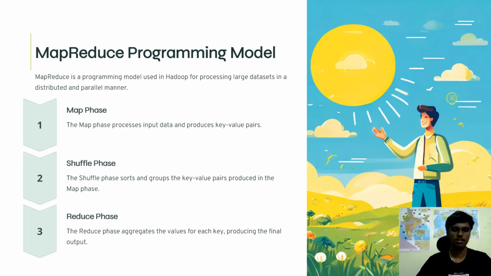So, the MapReduce programming model. MapReduce is a programming model used in Hadoop for processing large datasets in a distributed and parallel manner. The first one we have is the map phase. The map phase processes input data and produces key value pairs. Then we have the shuffle phase. The shuffle phase sorts and groups the key value pairs produced in the map phase. Then we have the reduce phase. The reduce phase aggregates the values for each key, producing the final output.